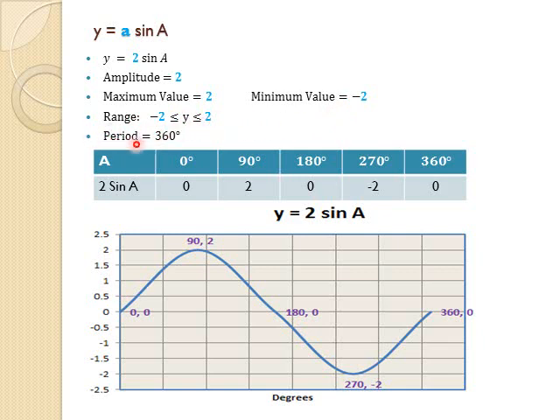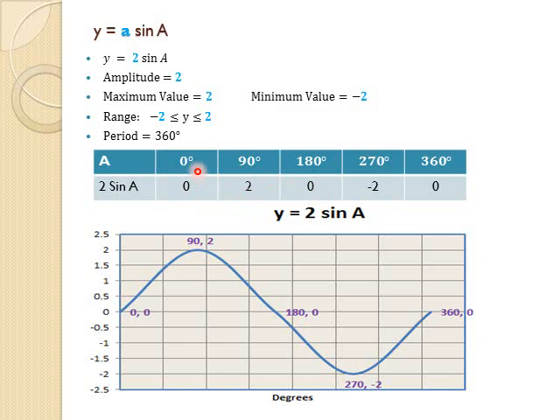Period for grade 10 will always work with 360 degrees. To plot it, again, my interval spacing, I just say 360 divided by 4, which gives me 90 degrees. So therefore 0 plus 90 plus 90 plus 90 plus 90.